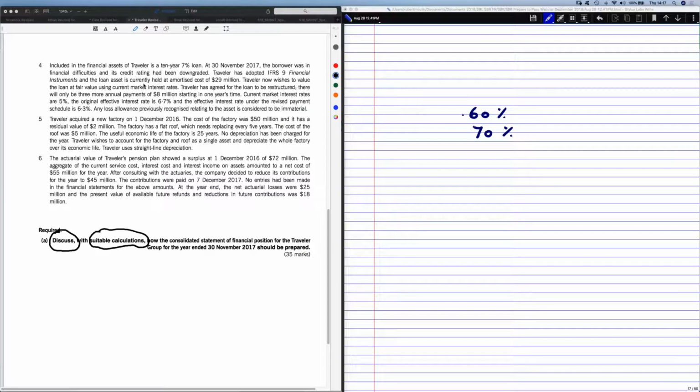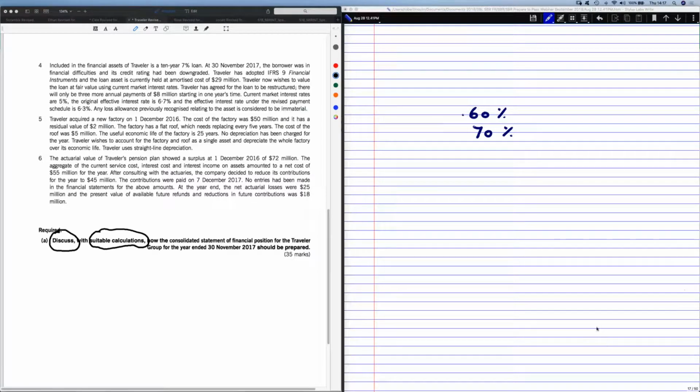Traveller now wishes to value the loan at fair value using current market interest rates. Traveller has agreed for the loan to be restructured. There will only be three more annual payments of $8 million starting in 1 year's time. Current market interest rates are 5%. The original effective interest rate is 6.7% and the effective interest rate under the revised payment schedule is 6.3%. Any loss allowance previously recognized relating to the asset is considered to be material.